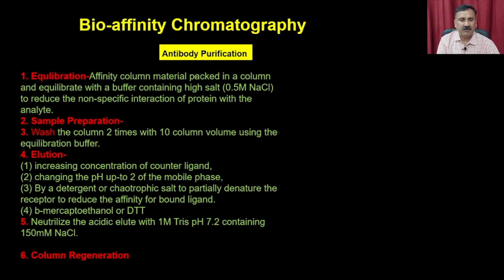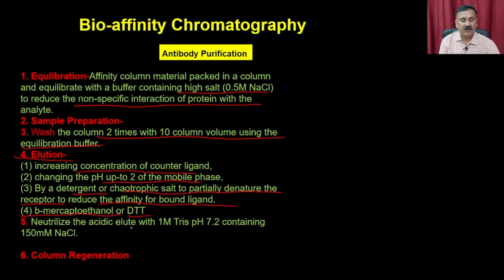In antibody purification, you can pack the column with the receptor coupled matrix, and you can incubate the affinity column with a high salt containing buffer, so that it can reduce the non-specific interactions. Then you can wash the column with 10 column volumes of equilibration buffer, and then do the elution. You can use counter ions, or a pH of 2, or detergent or a chaotropic salt to partially denature the receptor and reduce the affinity for the bound ligand, or you can use beta mercaptoethanol or DTT. All of these release the antibodies from the matrix, and you can collect and verify them.